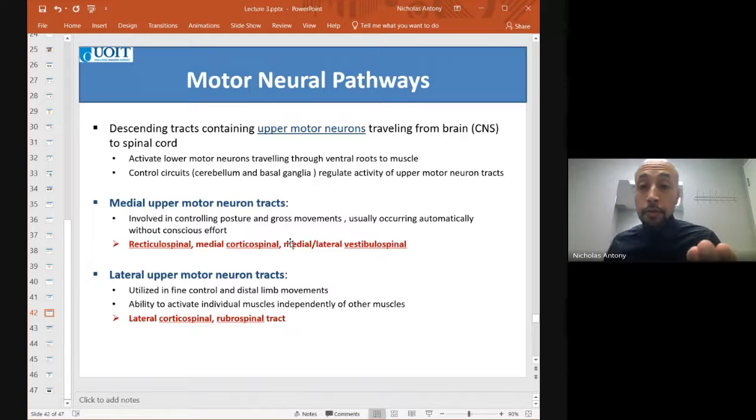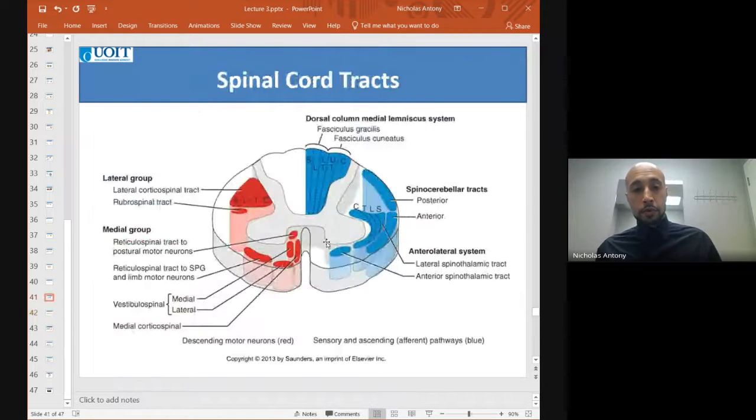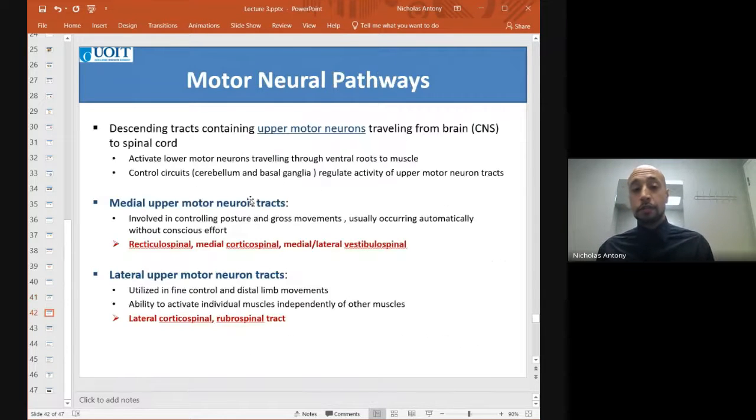Whereas the lateral upper motor neuron tracts were responsible for fine control. That would be coming more from the primary motor cortex, right? The lateral upper motor neuron tracts are right here. Again, there are going to be no diagrams like this on the exam. This is just heavily for review purposes, so we're all on the same page.